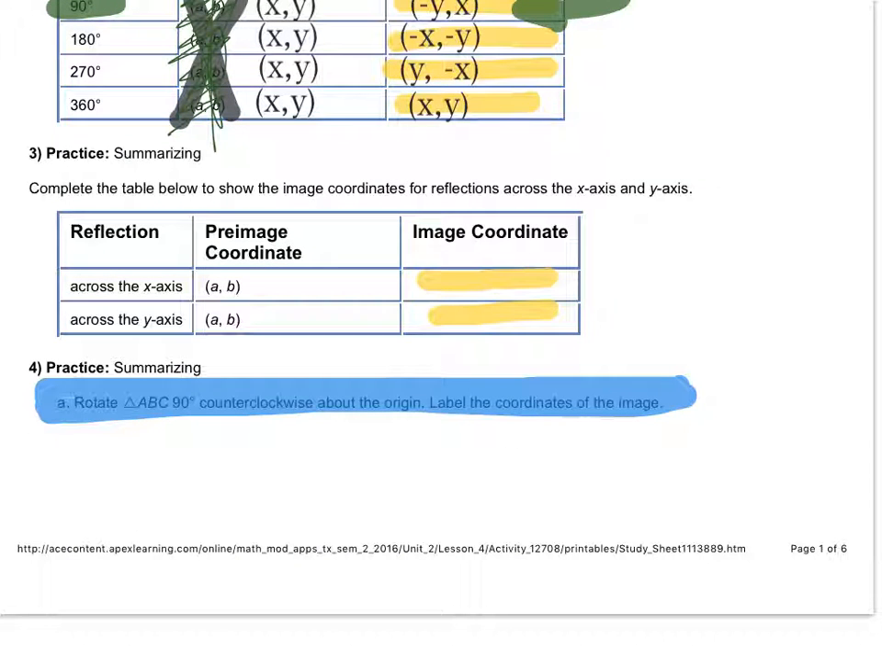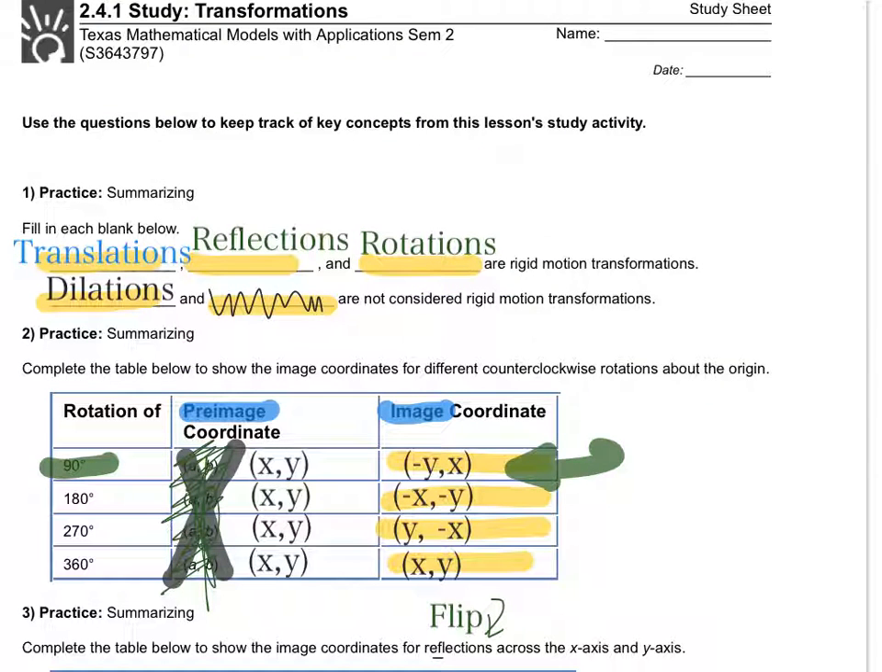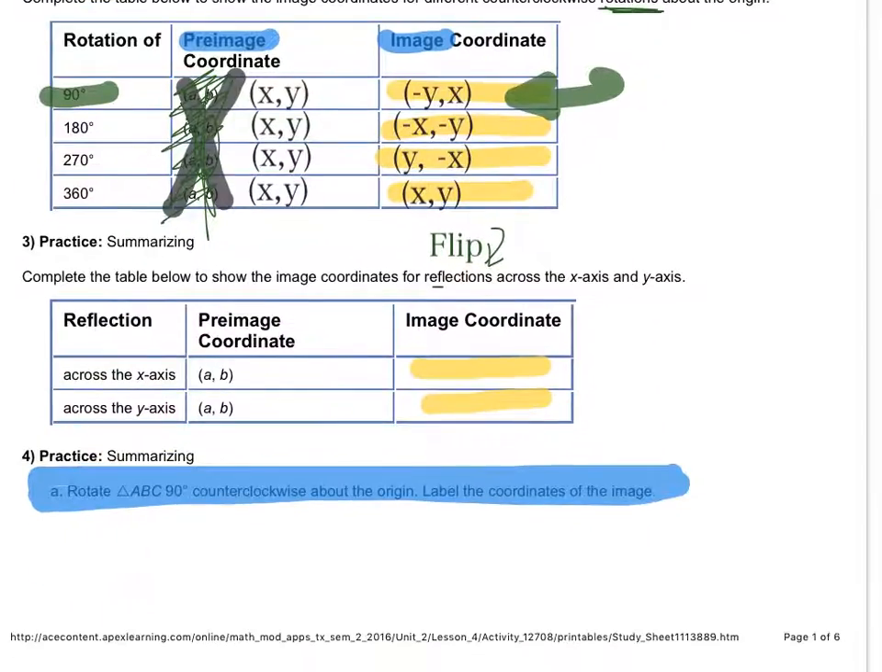Okay, number 3 says complete the table below to show the image coordinates for reflections across the x and y axis. Just remember that a reflection is a flip. So when you see the word reflection, just think of flip. And in the word reflection, the 2 letters FL are already there. When you see the word rotation, I'm sorry I forgot to mention, when you see rotations, just think of a spin. Rotation is a spin, and reflection is just going to be a flip.